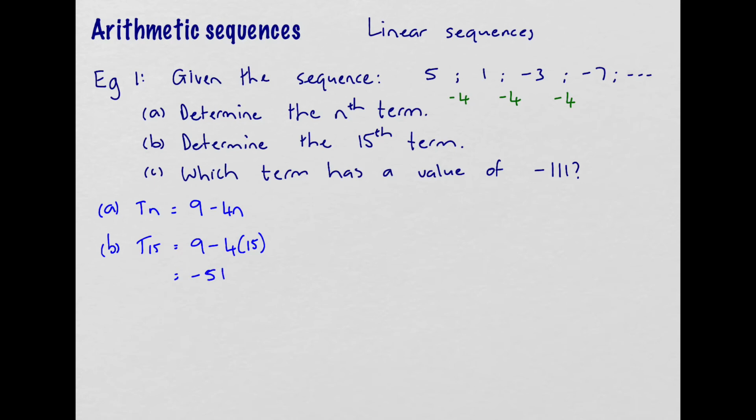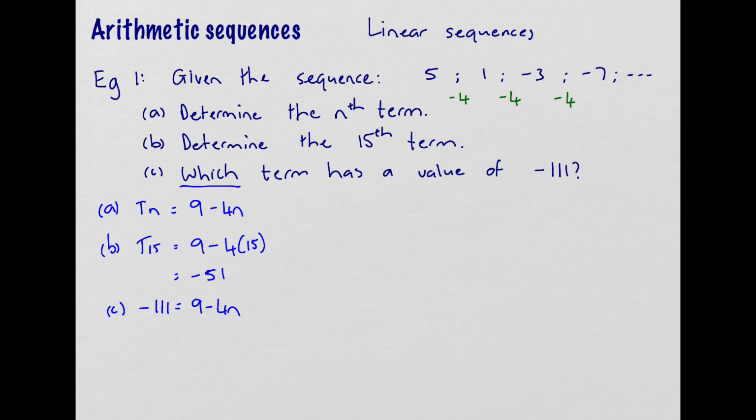Okay, question C. Which term has a value of -111? Alright, so this time they've given you the value. So instead of saying T of -111, that is the whole value of Tn. So -111 equals 9 minus 4n. Okay, and we just have to solve for n now. We're solving for the position. The clue that you're solving for the position is when they use the word which.